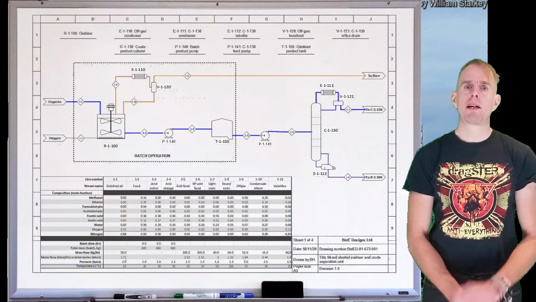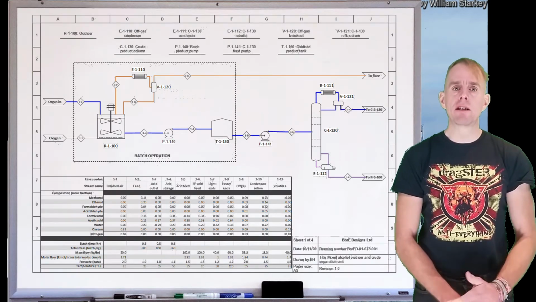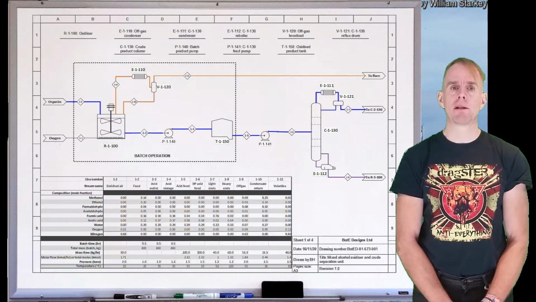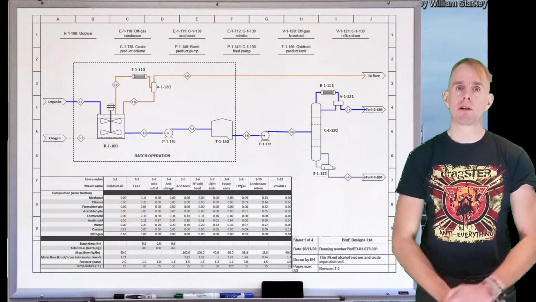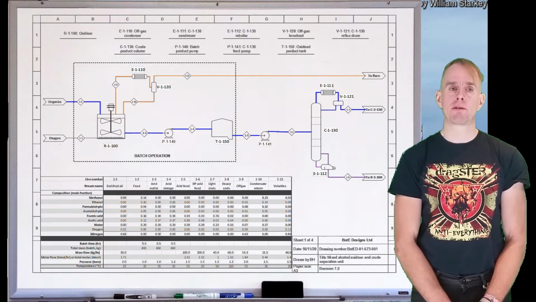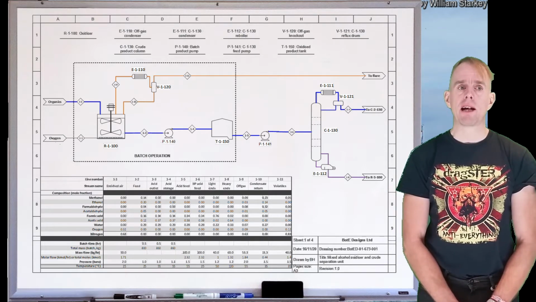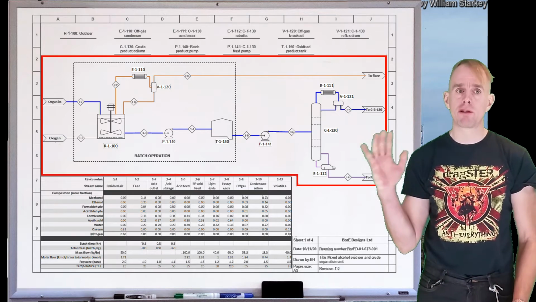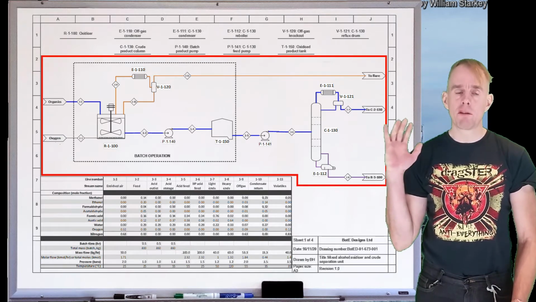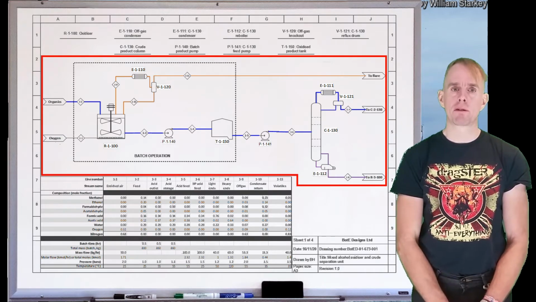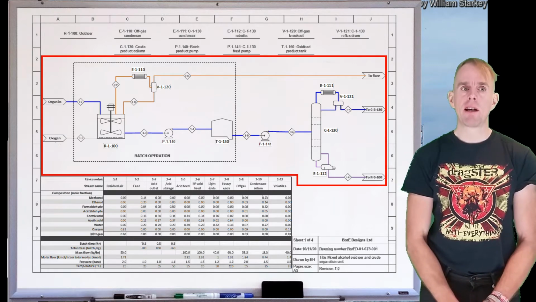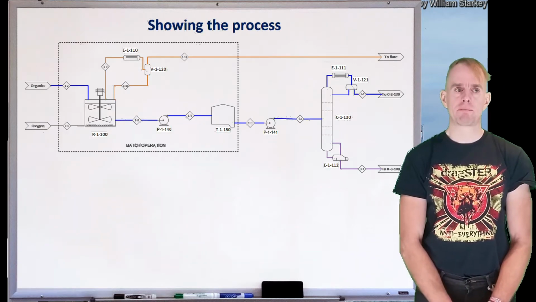The best way to explain the process flow diagram is to actually look at one and take it apart piece by piece. So here on my whiteboard I've put a candidate process flow diagram that we're going to dissect. The first thing we're going to look at is the way in which the process is represented. So I've put a red box around the drawing of the process. Let's zoom in on that and look at some specific details.